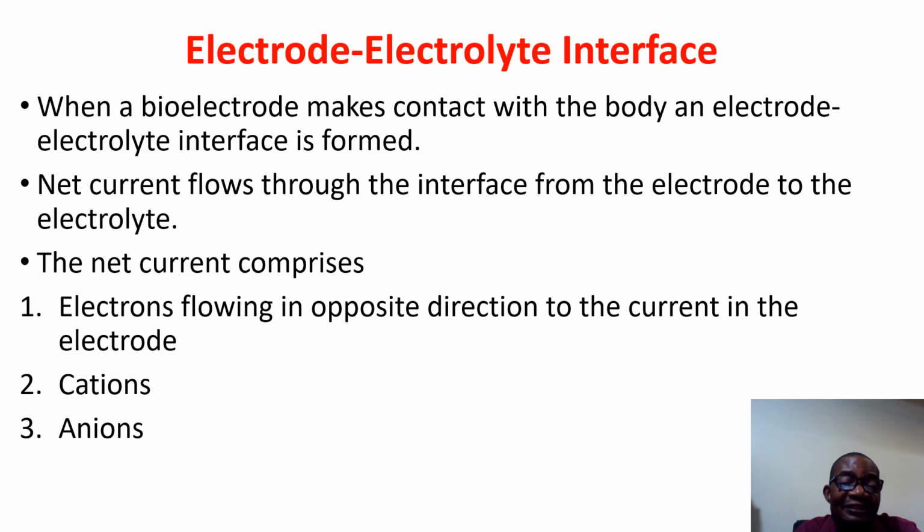So the net current comprises electrons flowing in the opposite direction to the current in the electrode. We also have cations and anions, that is, positively and negatively charged ions.